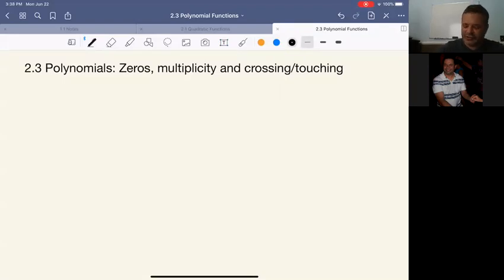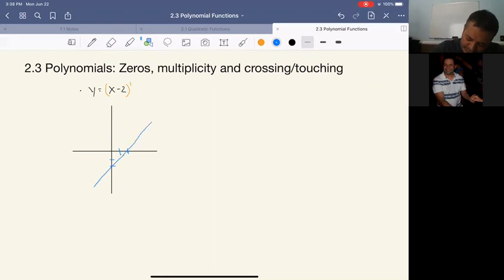But let's start with a very simple one. By simple, let's say y equals (x minus 2) to the 1. I'm going to draw parentheses around this and a 1. We don't really need them, but I want to showcase what's going on. So if I were to graph this, we should all know what's going to happen. It's going to cross the axis right like so.